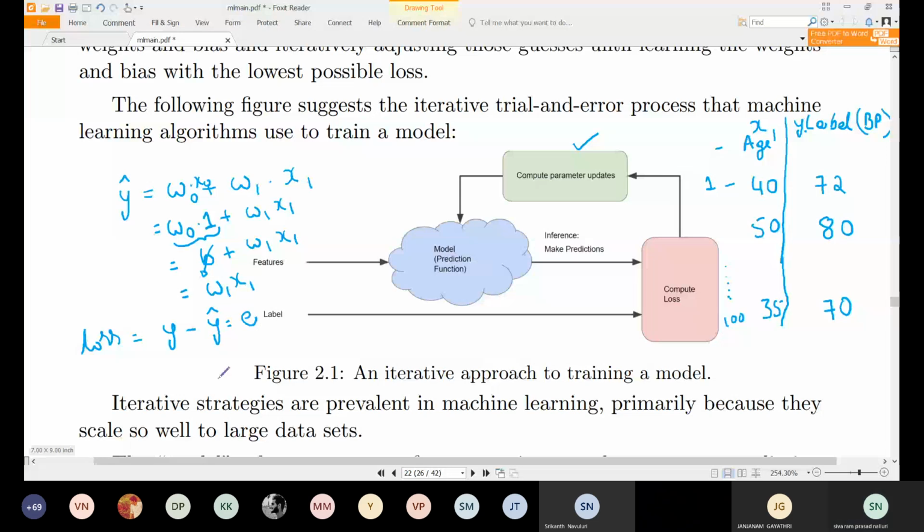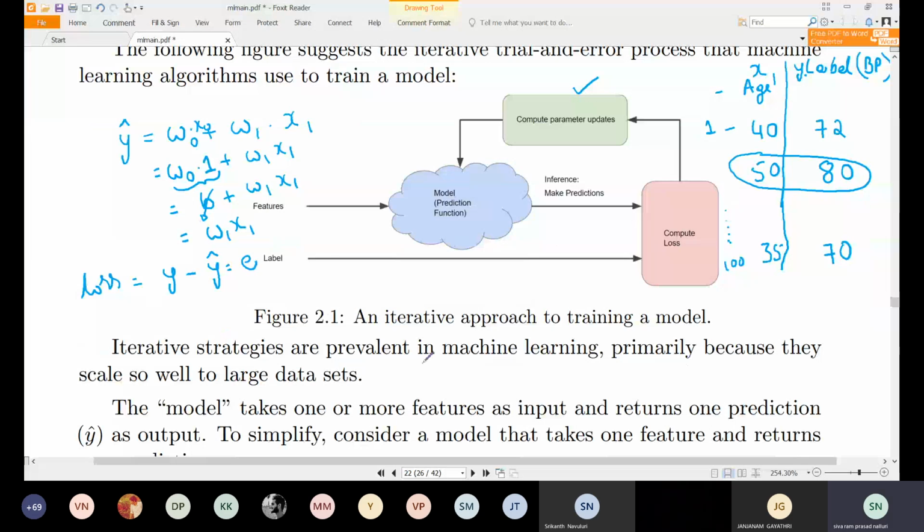Now you have considered this person. You have trained the model using all the 100 examples, and your model is ready. Okay, your regression model is ready. Let us consider this one. Okay, in this case, this is the model. Your regression model is ready.